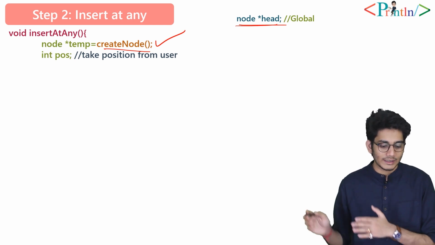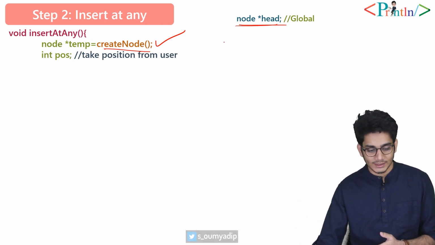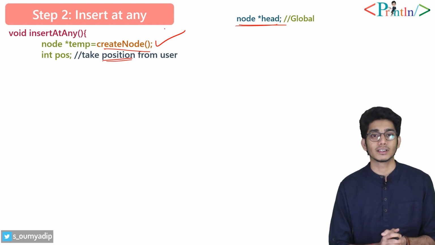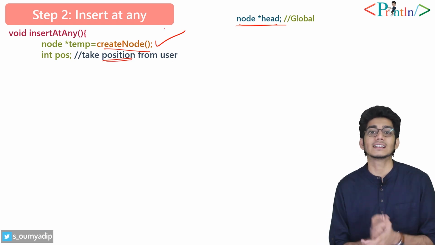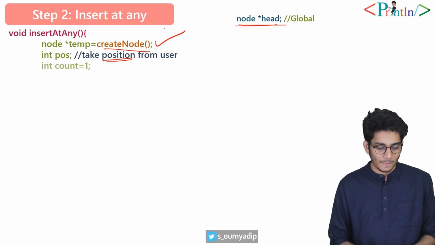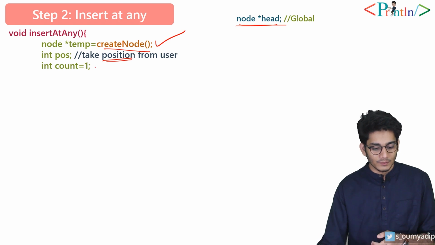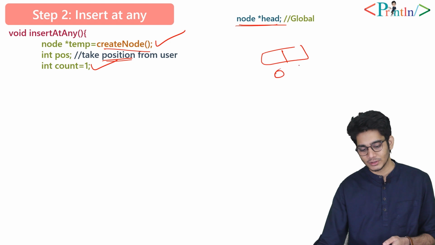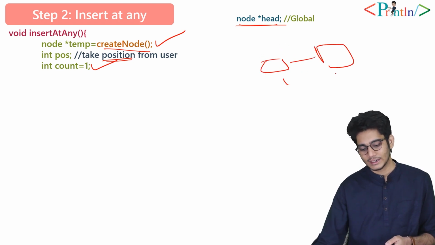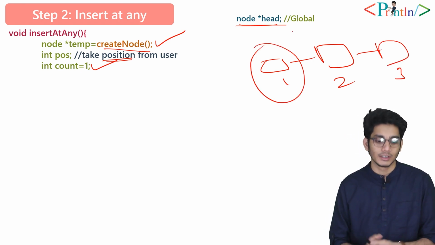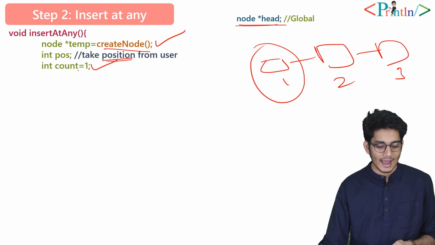Now we'll talk about what POS is. This is a position variable. We will take this position from the user, where we have to insert our data. Now at first we will take the count as 1. In an array our indexing starts with 0, but in a list we will count as 1, that is 1, 2, 3. So the count of a linked list starts with 1. So we have taken the count as 1.